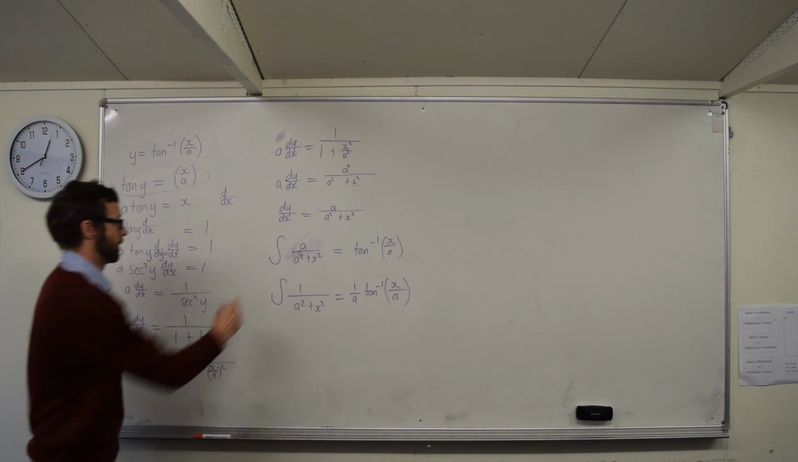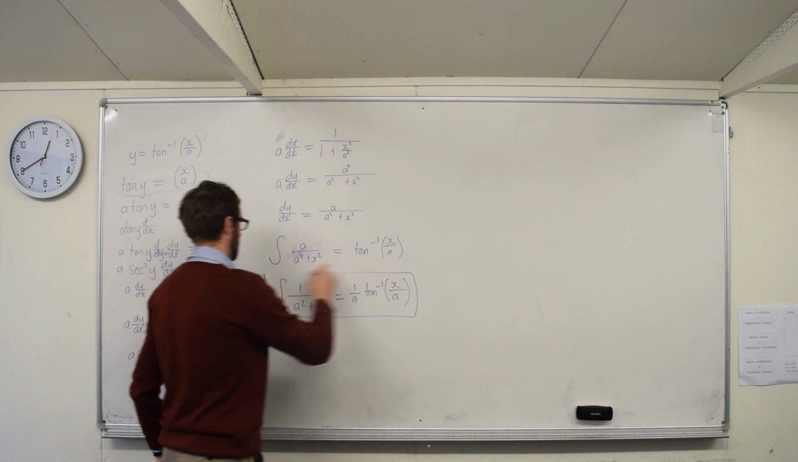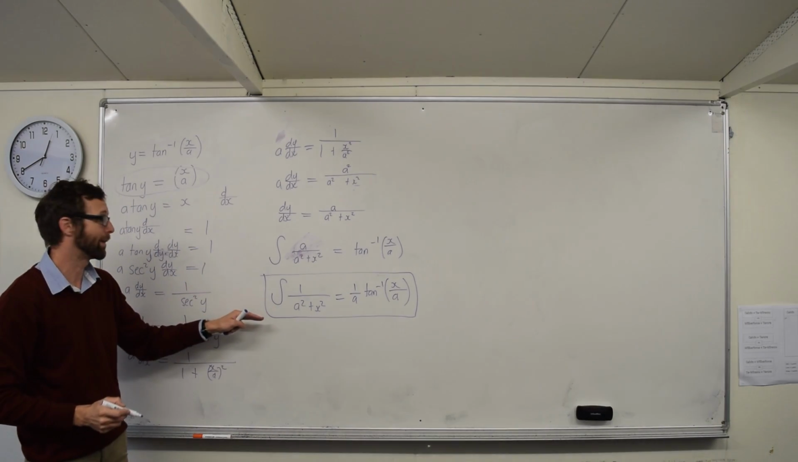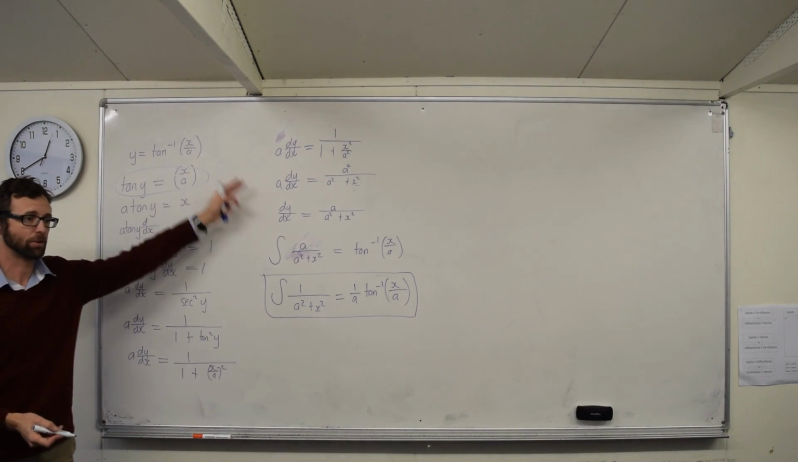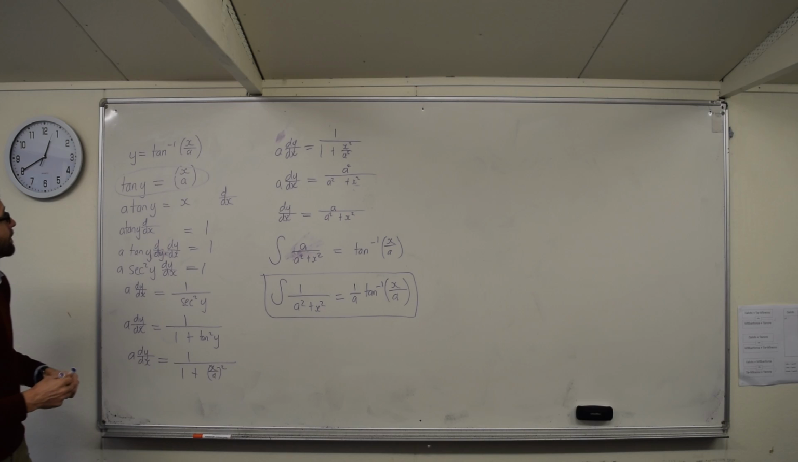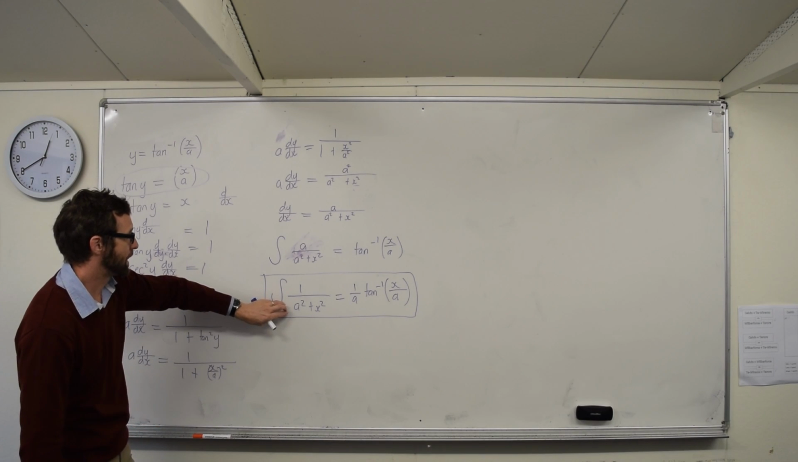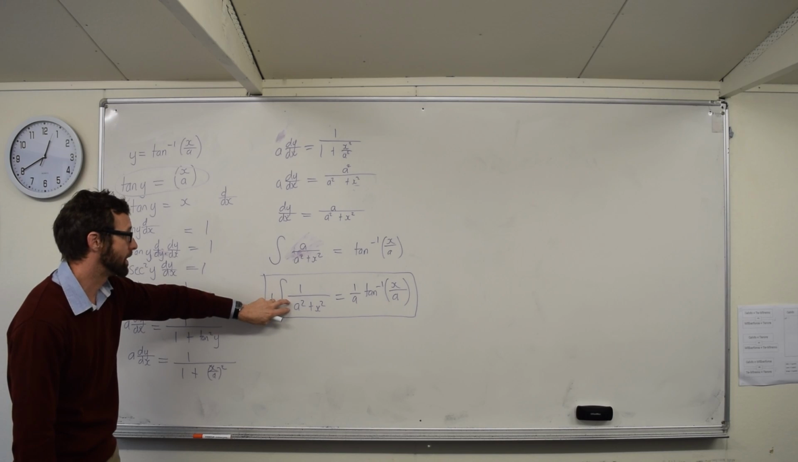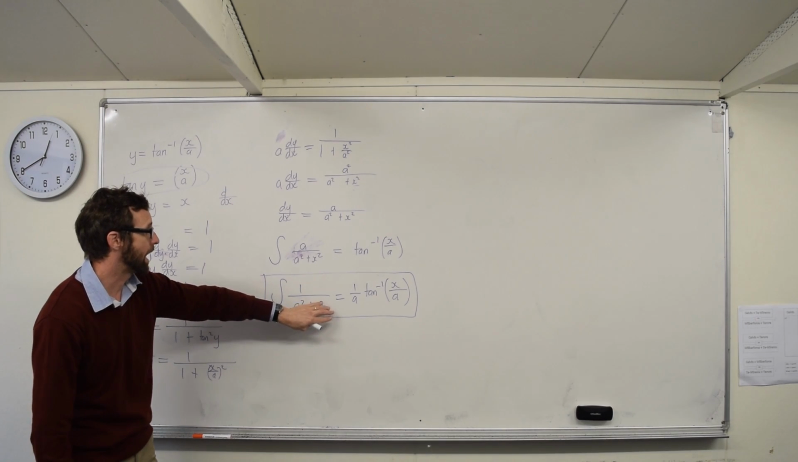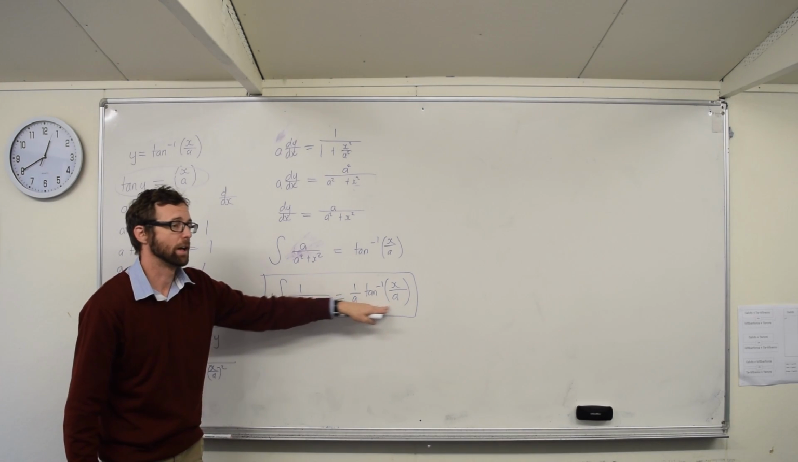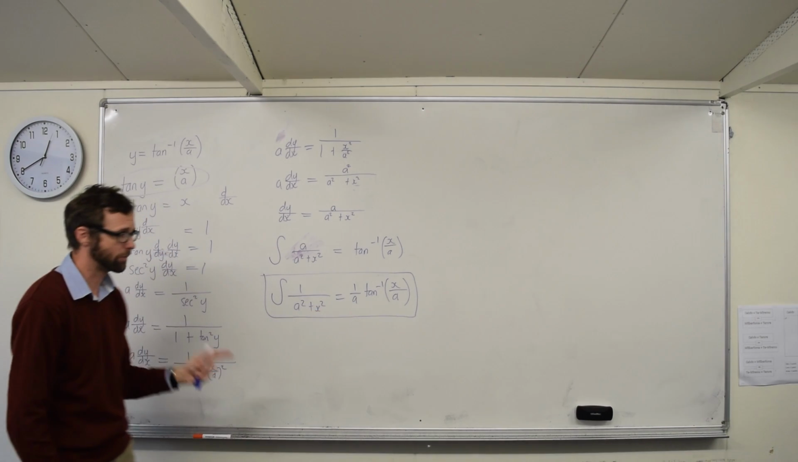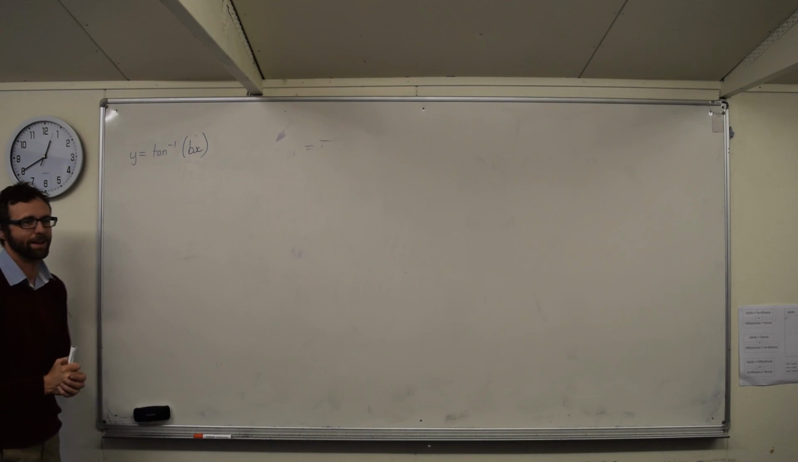So we've just proved this, which you're given. You don't need to be able to prove it, but you can see this makes total sense. So when you have a fraction, when you have 1 over some constant squared plus x squared, you can integrate it like this. And that's what we're going to do today. That's the first step. Step 1.